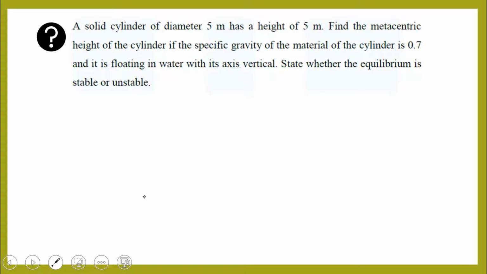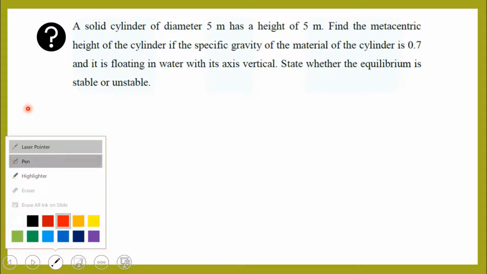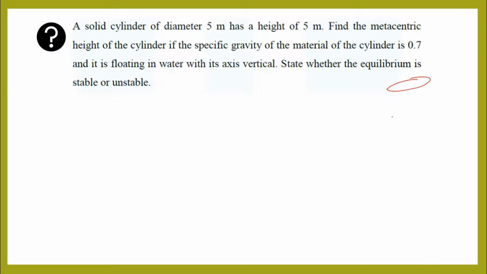Now moving to the second question. A solid cylinder of diameter 5 meter and height of 5 meter. So we have a solid cylinder with diameter 5 meter. Height is also 5 meter. Find the metacentric height of the body if the specific gravity of the material is 0.7 and it is floating in water with its axis vertical. We have to find out whether it is in stable equilibrium or not.